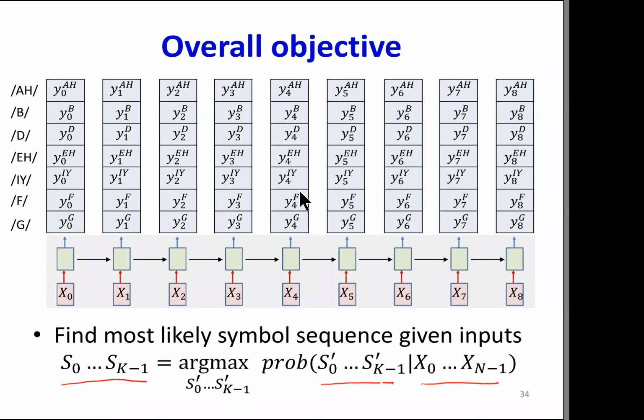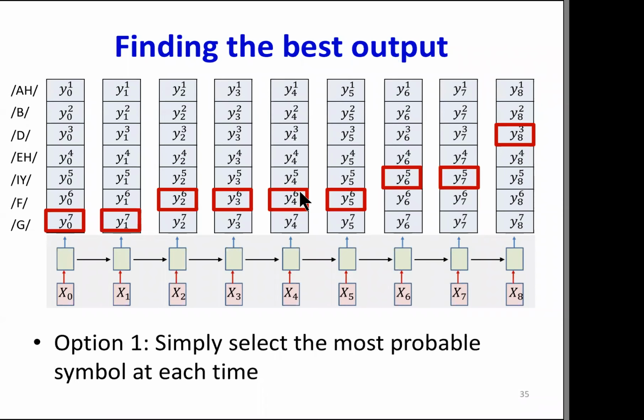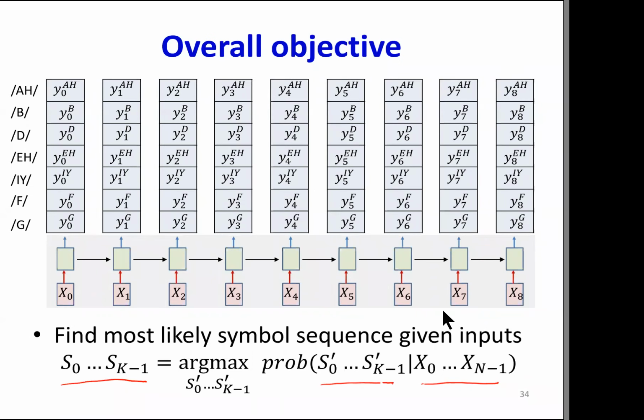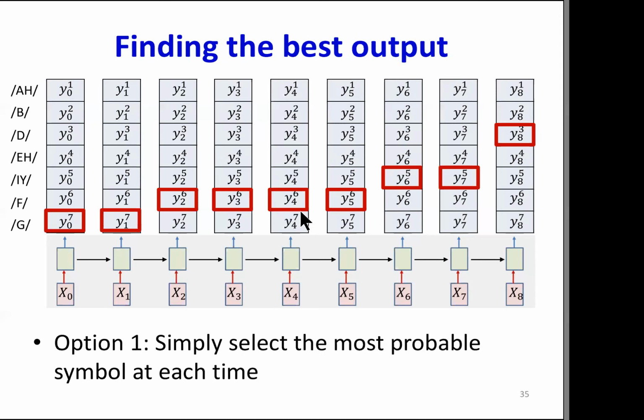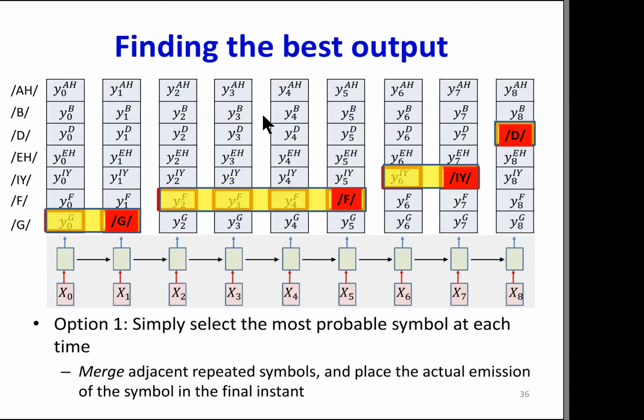Anyway, given that this is what I really want to be doing, k is not equal to n. It's actually less than n, or could be less than or equal to n. So k is not necessarily equal to n. Now, the simple solution for me is to just go ahead and pick the most likely symbol at each time. And when I pick the most likely symbol at each time, I'm going to get the sequence of symbols. And then I can begin merging them.